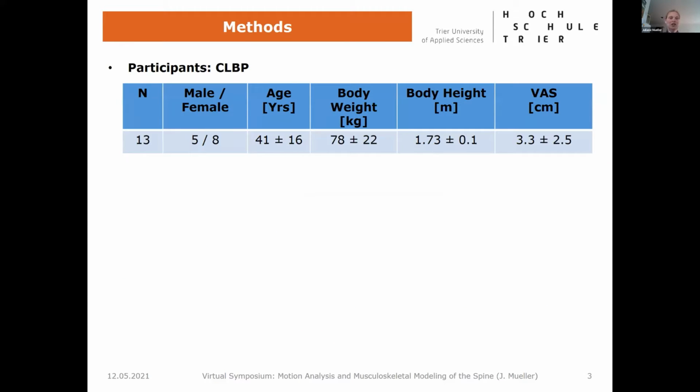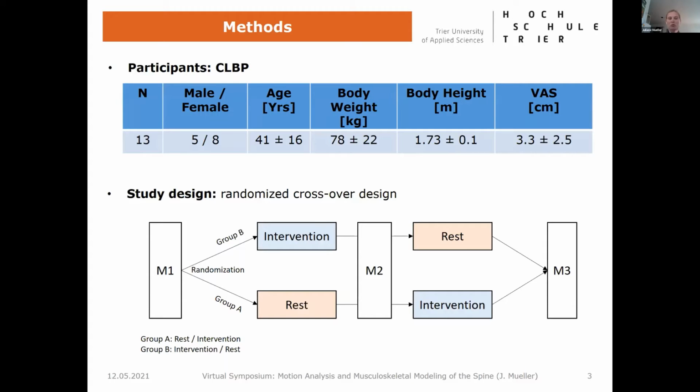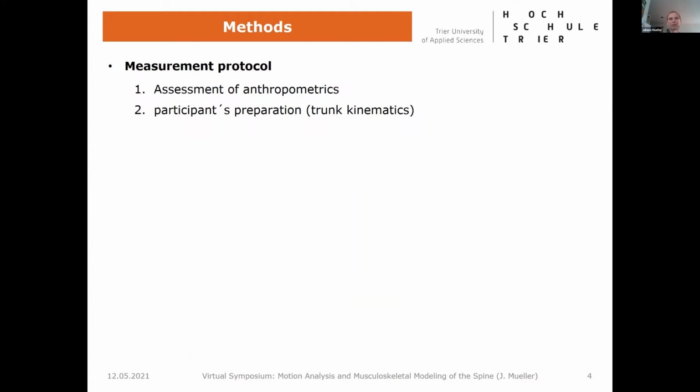In our study, we included 13 chronic low back pain patients, 5 males and 8 females. The anthropometric details are presented in the table. Our study was conducted as a randomized crossover trial with 2 arms, 2 different periods, intervention and rest period, as presented in our flowchart. The study included 3 measurement points, M1, M2, and M3, and 1 intervention and 1 rest period for each participant. 1 measurement day took about 2 hours for 1 participant.